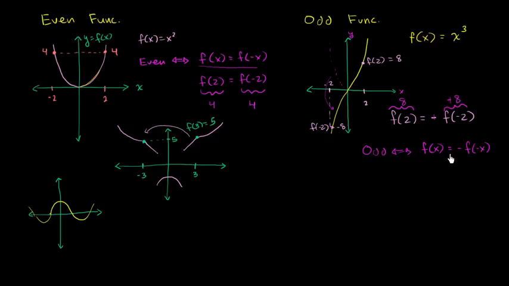Or you'll sometimes see it the other way. If you multiply both sides of this equation by negative 1, you would get negative f of x is equal to f of negative x. And sometimes you'll see it swapped around, where they'll say f of negative x is equal to negative f of x. I just swapped these two sides.